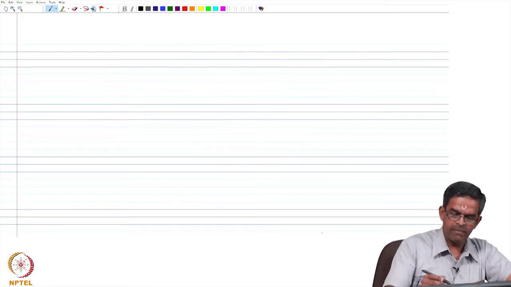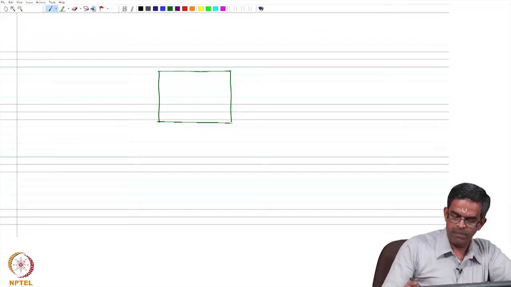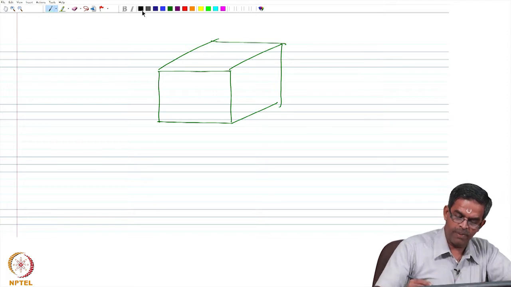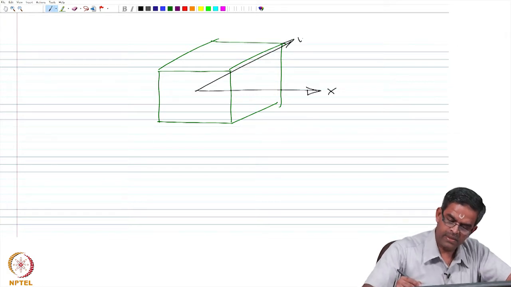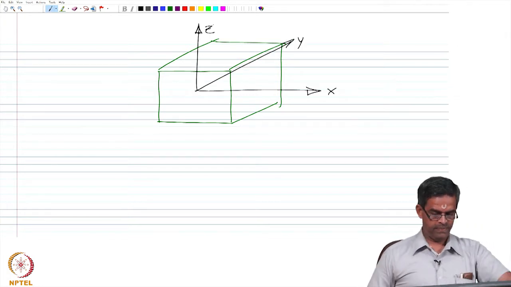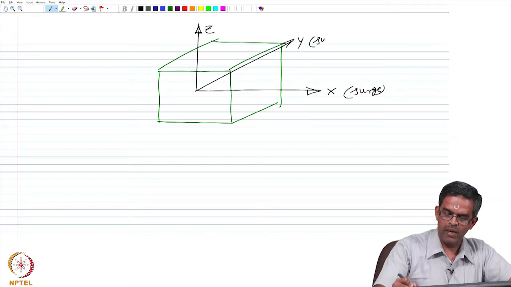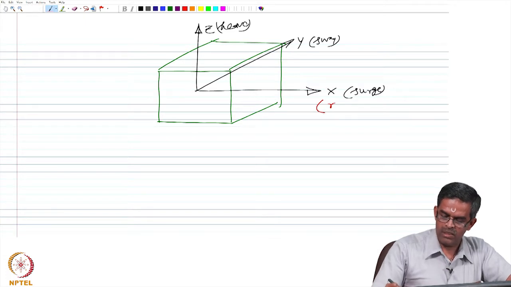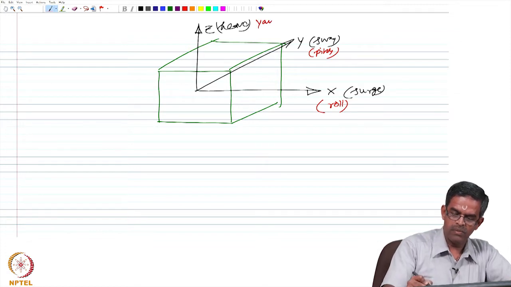So, let us take a plane, this is the platform. Let us take a plane, mark the axis, this is x axis, this is y axis, this is z axis. You know, this is going to be surge, this is going to be sway, this is going to be heave, the displacements, and rotations about x, roll, pitch and yaw. They can also be marked with the directions.